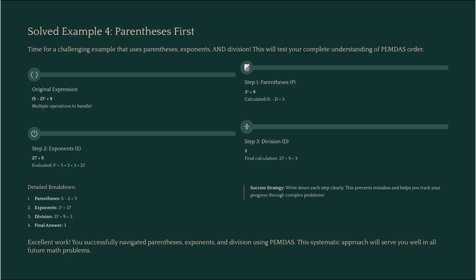Here's a challenging example. (5 minus 2) to the power of 3 divided by 9. We start with P for parentheses. 5 minus 2 equals 3. The expression is now 3 to the power of 3 divided by 9. Next is E for exponents. 3 to the power of 3 is 3 times 3 times 3, which is 27. The expression is now 27 divided by 9. Finally, D for division. 27 divided by 9 is 3. So, the value of the expression is 3.